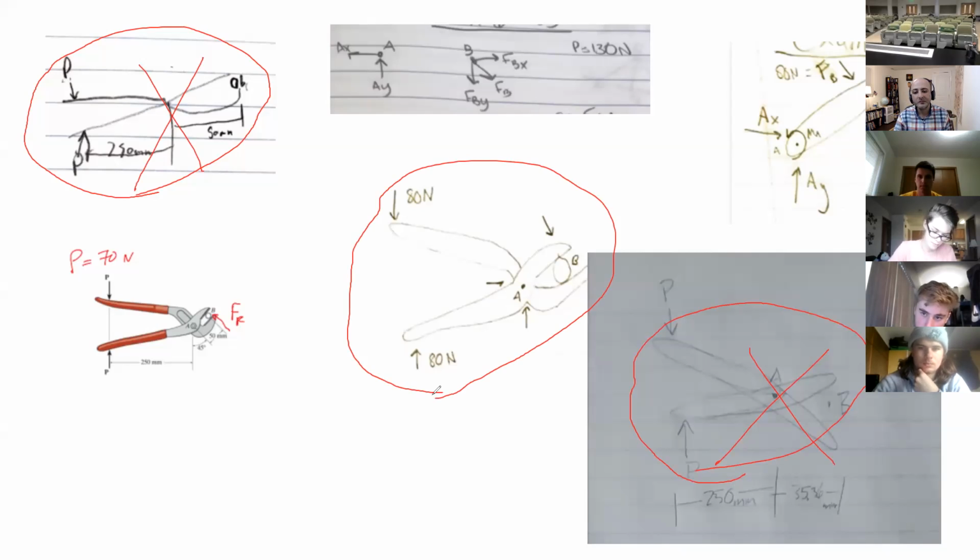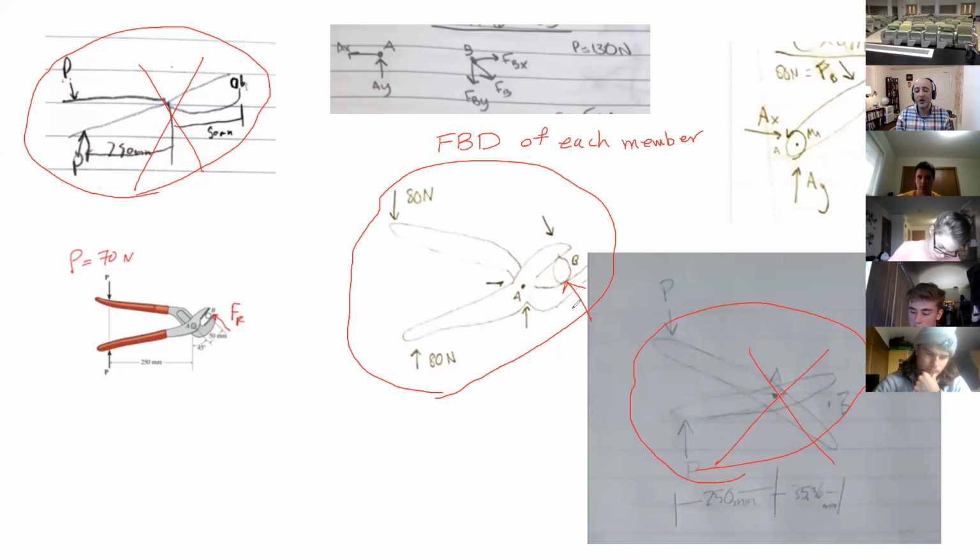Not isolated. The members are not isolated. So again, you have to draw the machines and frames, and draw a free body diagram of each member, right? This is not separated, so it's missing a whole bunch of forces. So why not put a force here?